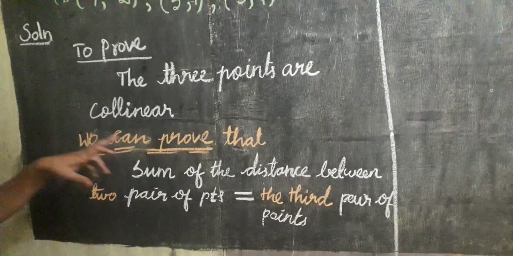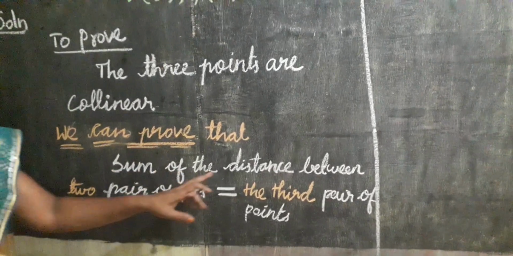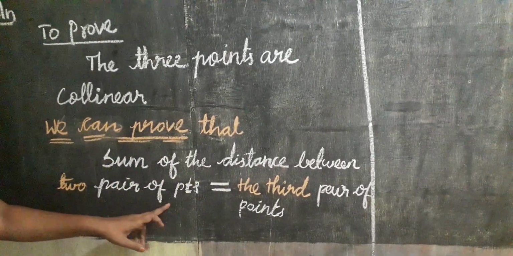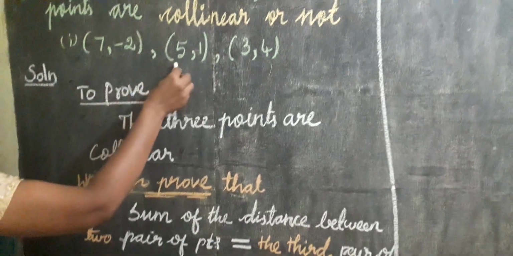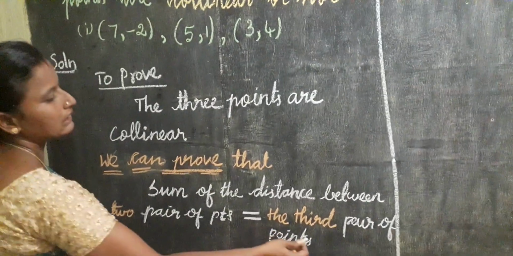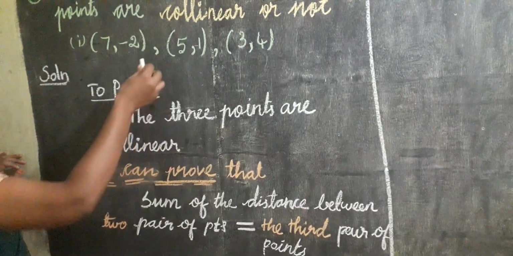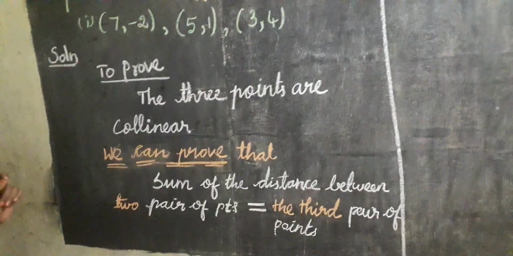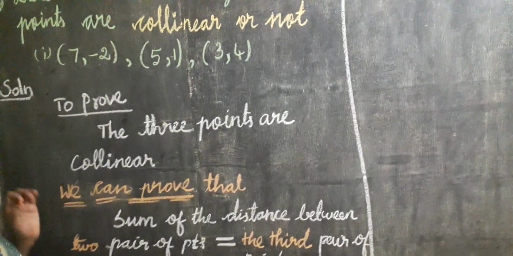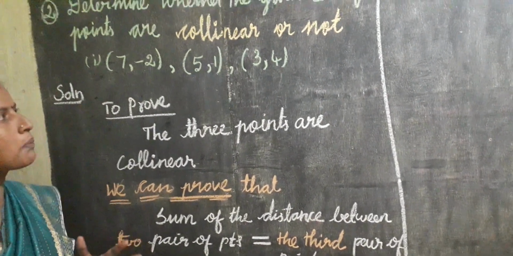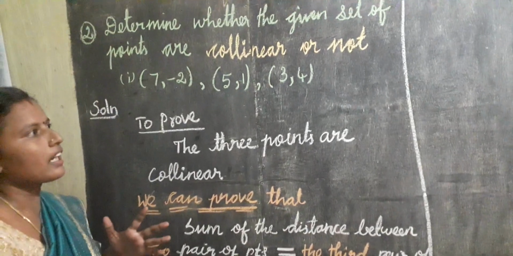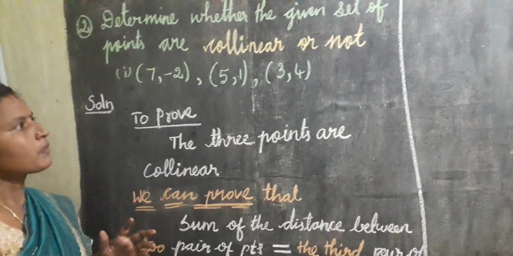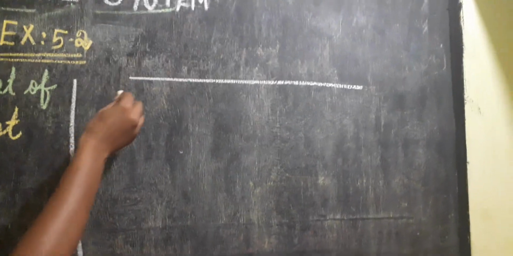We can prove that the sum of the distance between two pairs of points is equal to the third pair of points. That is to prove. What is the meaning of collinear? 3 or more than 3 points occurring in a straight line is called collinear. So we have to draw the straight line.